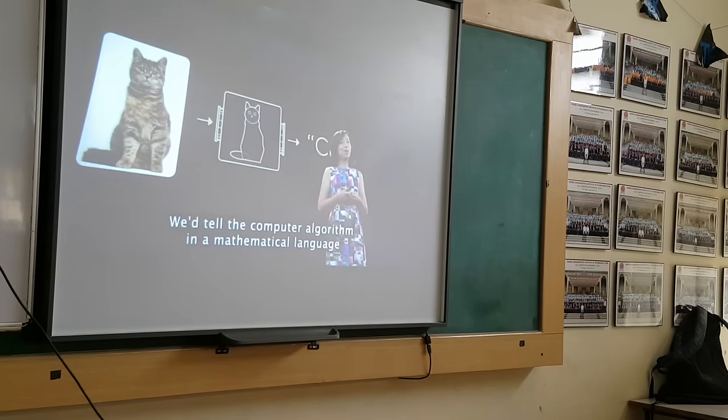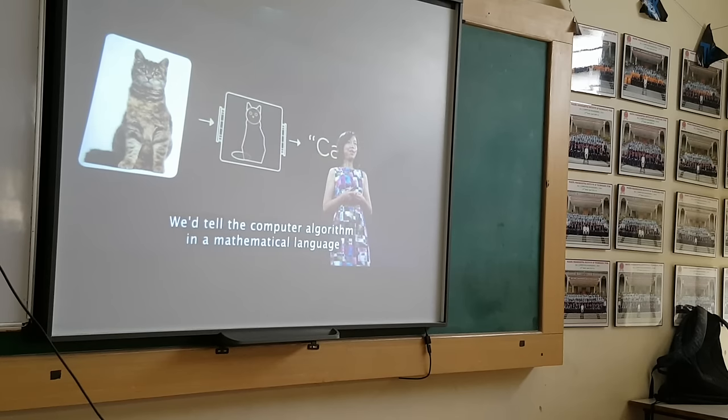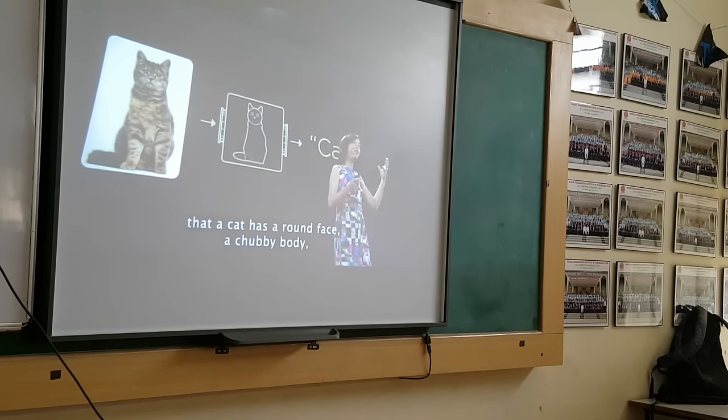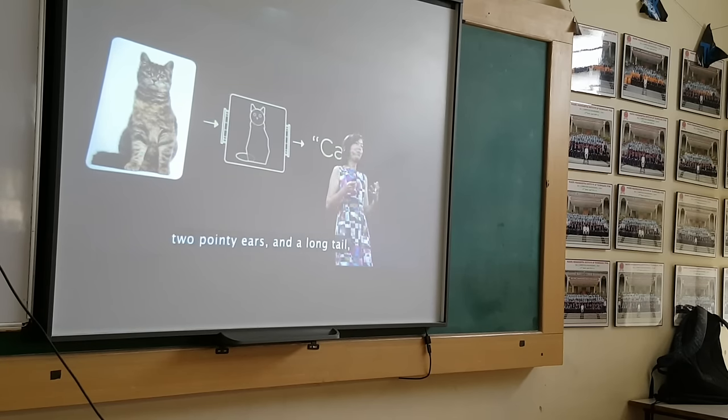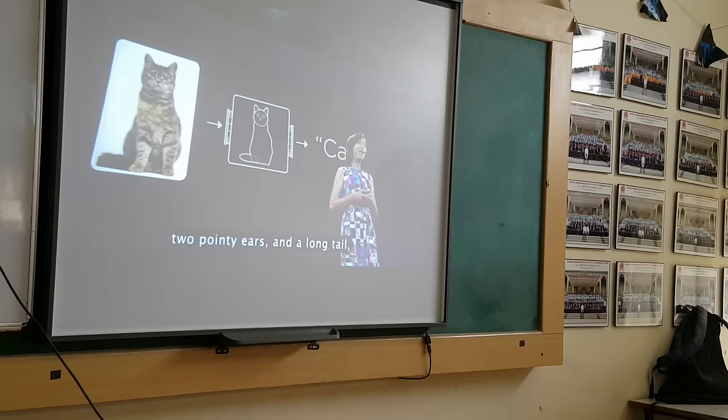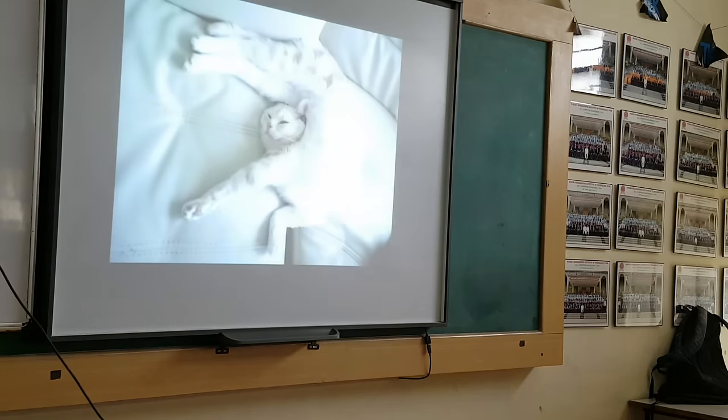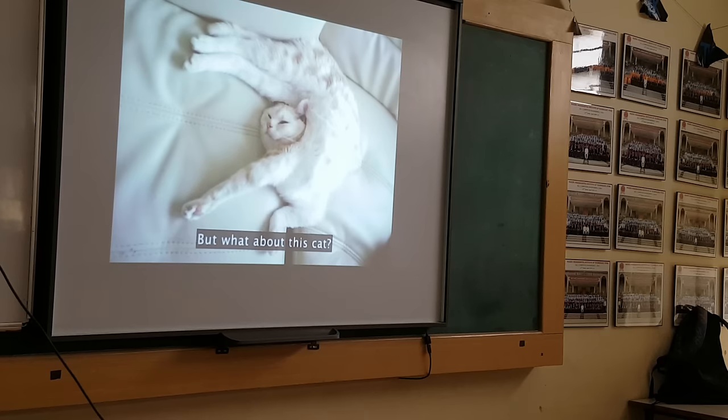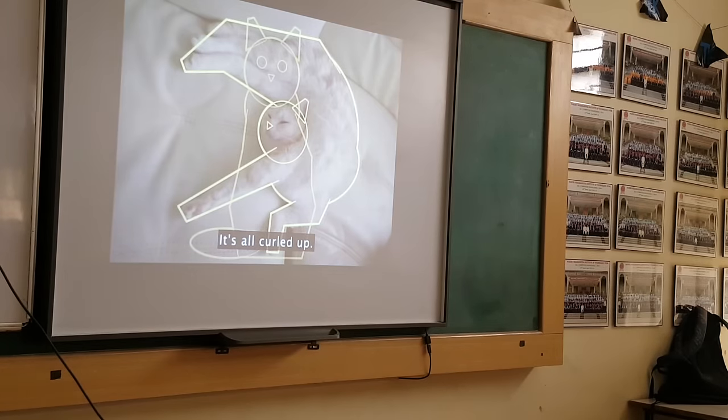We tell the computer algorithm in a mathematical language that a cat has a brown face, a chubby body, two pointy ears, and a long tail. And that looked all fine. But what about this cat? It's all curled up. Now you have to add another shape, a viewpoint, to the object model.